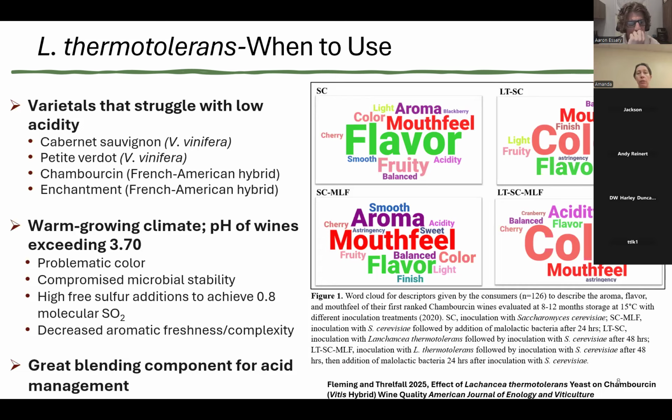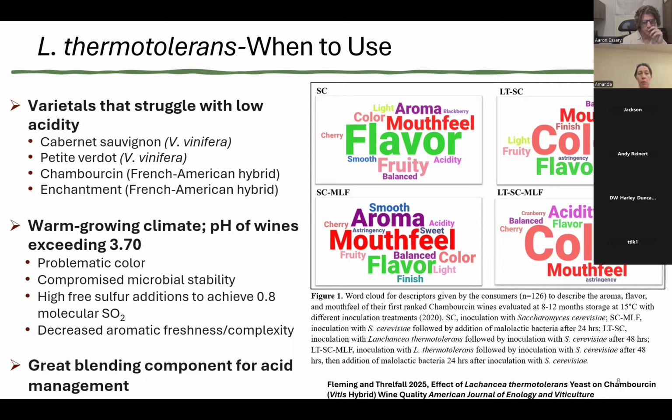I don't know if Cynthiana or Norton ever has issues. I know that one can be kind of a weird one with acid and pH. We have Enchantment here in Arkansas. That's a University of Arkansas red wine grape, and that can have high pH as well.